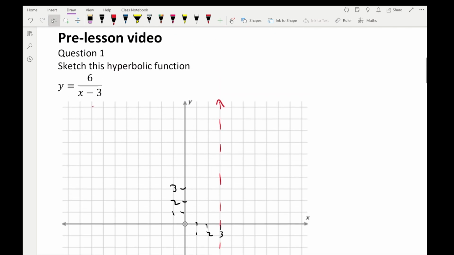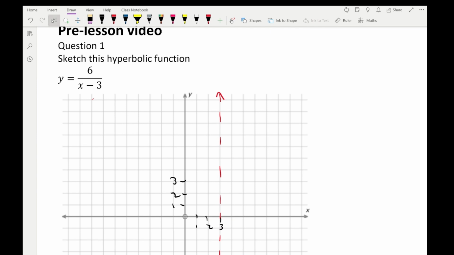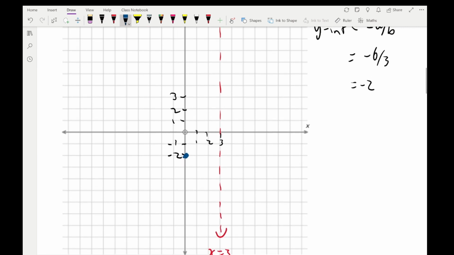So the other thing that we need to do is find our y-intercept, and we're going to use this formula right here. Y-intercept equals minus a over b, and in our case, a is this top number, and b is this bottom number. So our y-intercept is minus a over b, which is minus 6 over 3, which is minus 2. So I'm going to put that in right now, minus 1, minus 2. My y-intercept is sitting right there. Now, it always has this other asymptote at y equals 0, so we'll put that asymptote in, just like this.